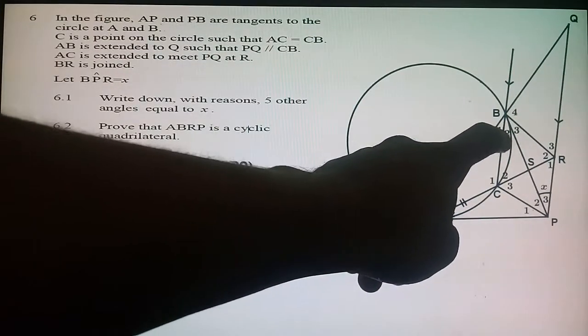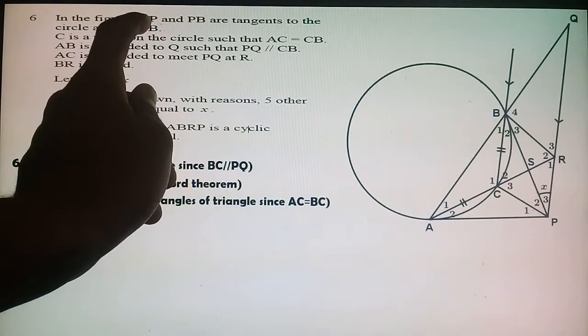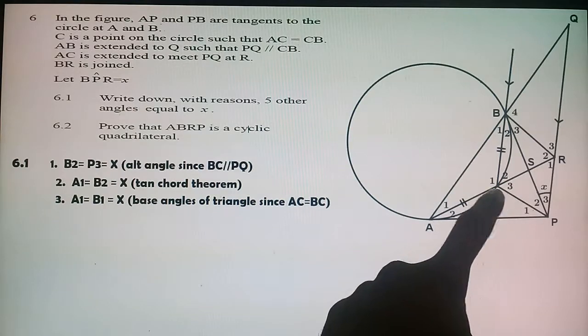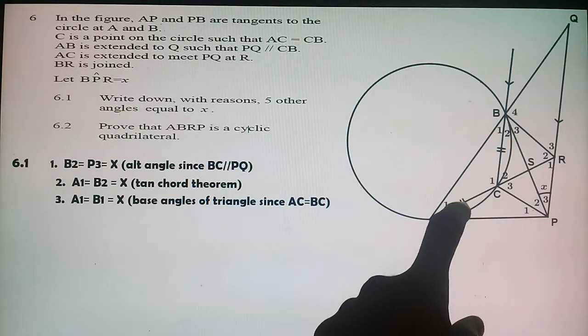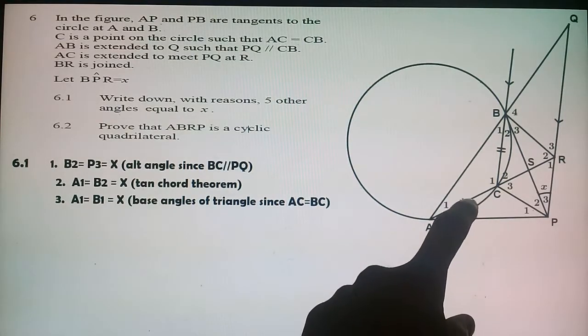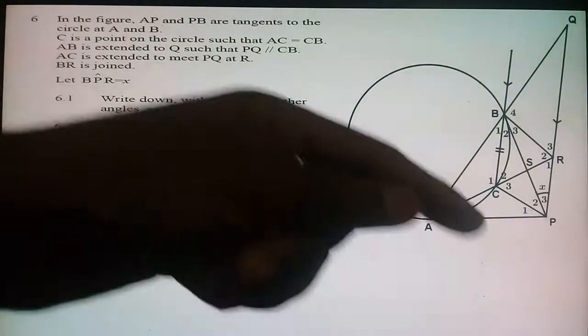Now, this one equals X again. But here we are told that AP is a tangent and AC is the chord. What do you know about the angle between the tangent and the chord? The angle between the tangent and the chord equals the angle subtended by that chord in the alternate segment.